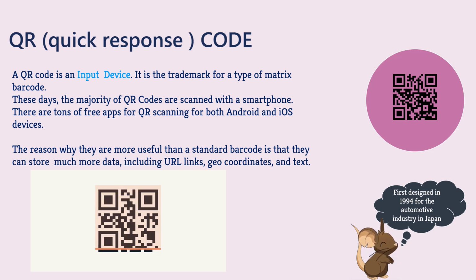Earlier we did the barcode reader, which was used to detect the barcode. There we required a special reader. Now we do not use barcode readers, we use the QR code, that is, quick response codes. These were first designed in 1994 in Japan for the automotive industry. So these are not very old also. These are really amazing devices. Now coming to the next one, the graphic tablet.